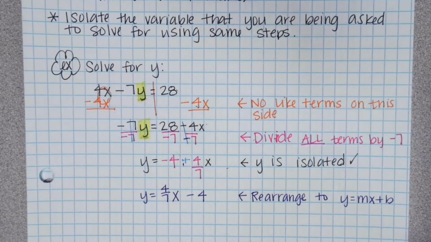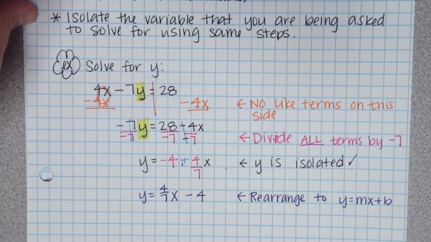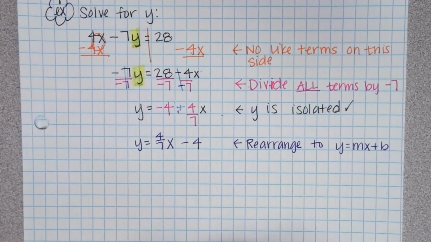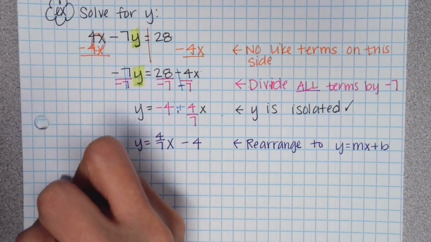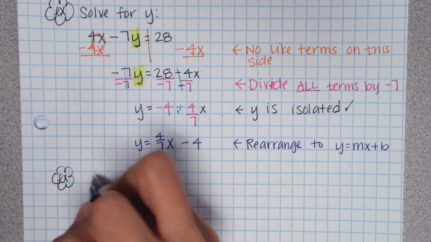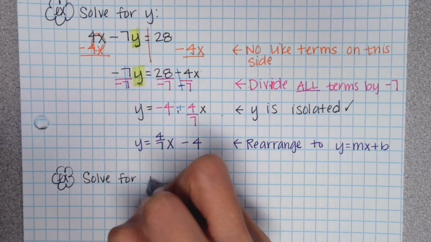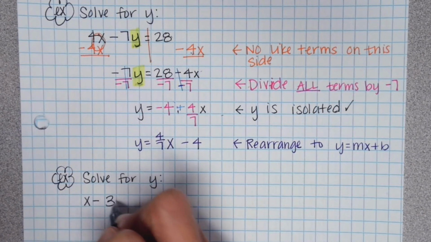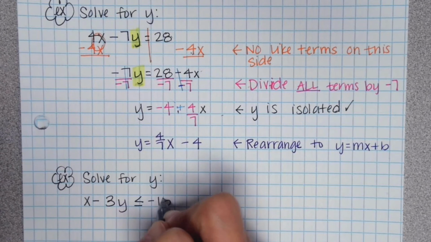Okay? So we're going to do another example. Very similar to this one, only we're going to include an inequality in there. An inequality. Solve for y. x minus 3y is less than or equal to negative 15.